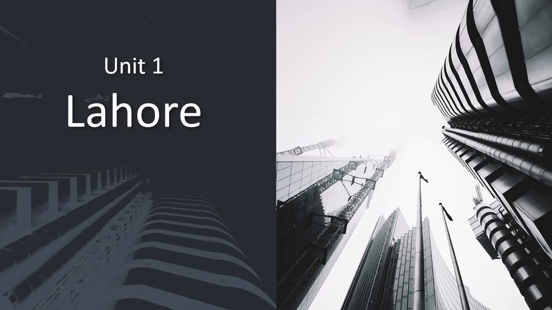In Ramzan, this is unit number one, Lahore. In this chapter, we are going to read about the physical features of Punjab, its plains, deserts, and rivers, and human features like cities, towns, and villages, and the provincial boundaries.